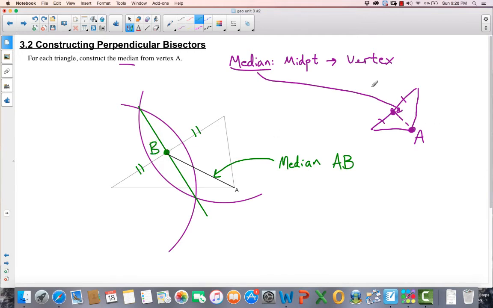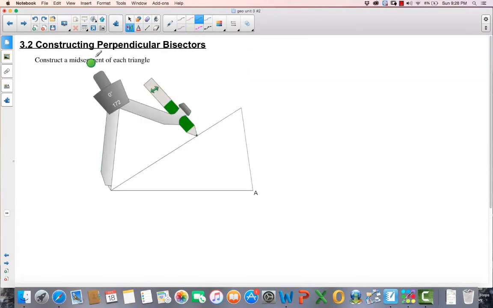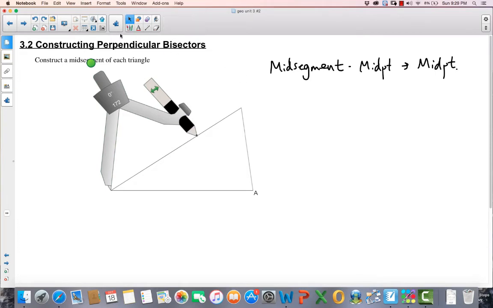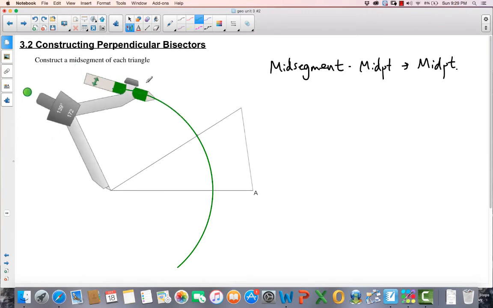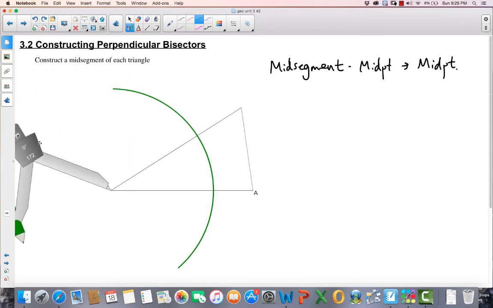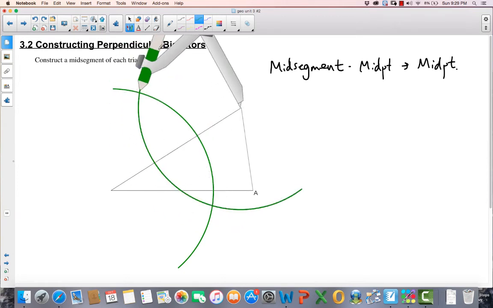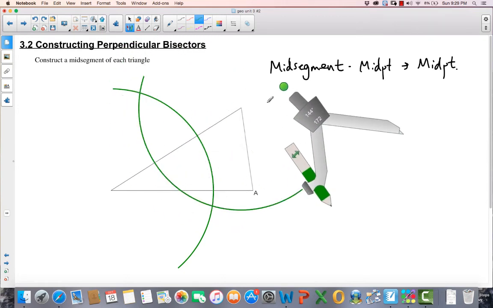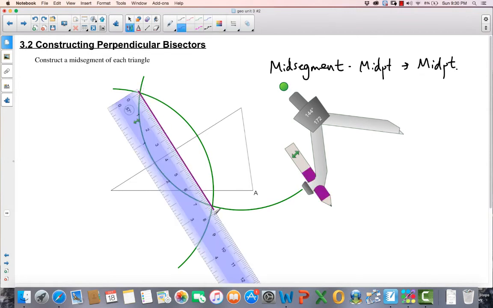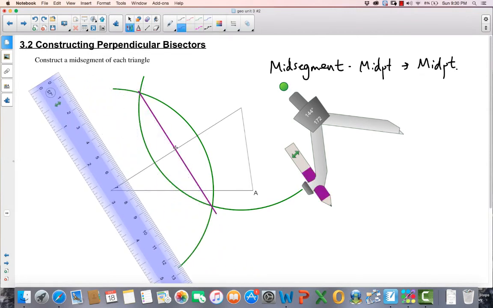Okay. The last construction we're going to look at is a mid-segment. Okay, so we need to find two midpoints on this triangle. Let's go ahead and do that. So we take out our compass and find the first midpoint. So we'll go ahead and do that. Swing an arc. And then connect it up. So this right here is our first midpoint.